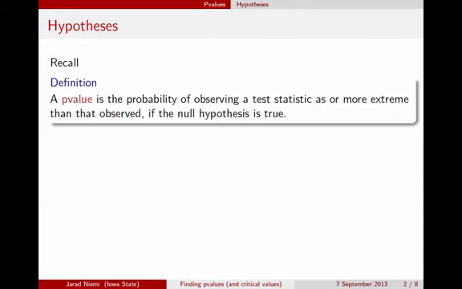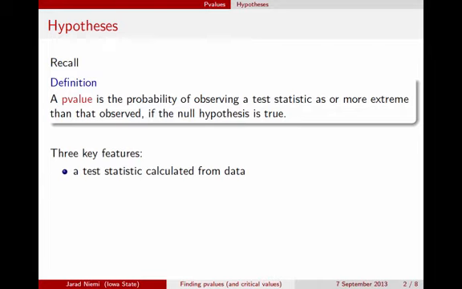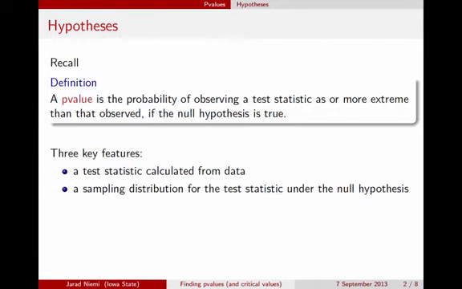Recall the definition for a p-value is the probability of observing a test statistic as or more extreme than that observed if the null hypothesis is true. Three key aspects of this definition: first, you calculate a test statistic from your data. You take all of your data and boil it down into one number called the test statistic. You need to know the sampling distribution for this test statistic under the null hypothesis. In this talk, that's going to be either a standard normal or a t-distribution.